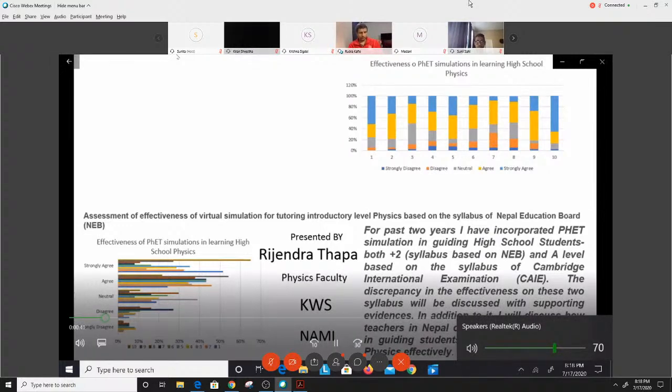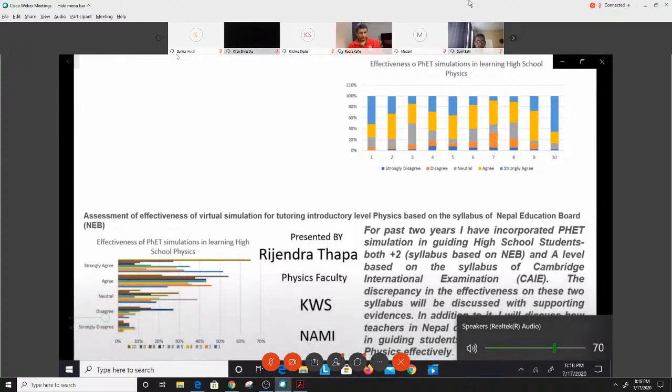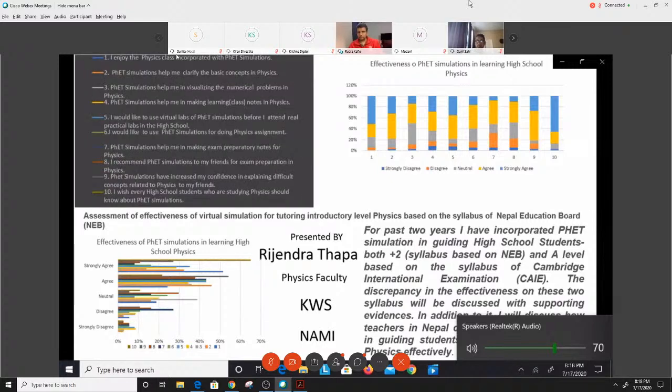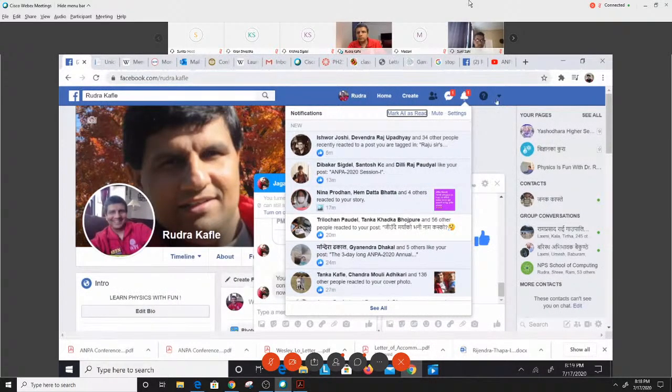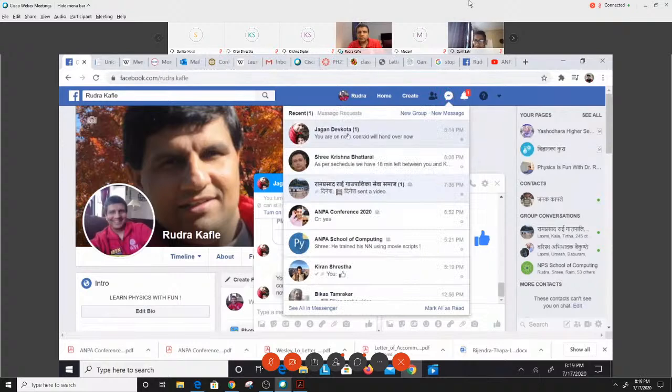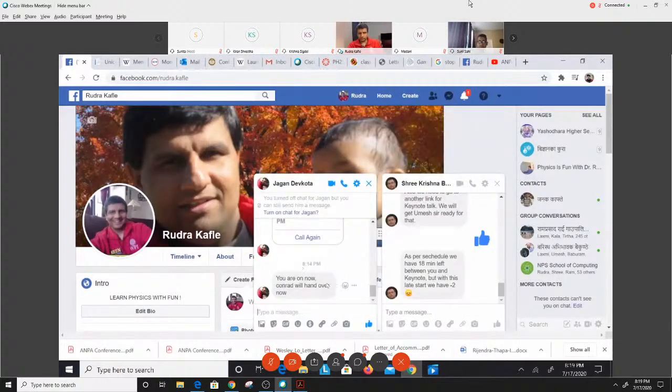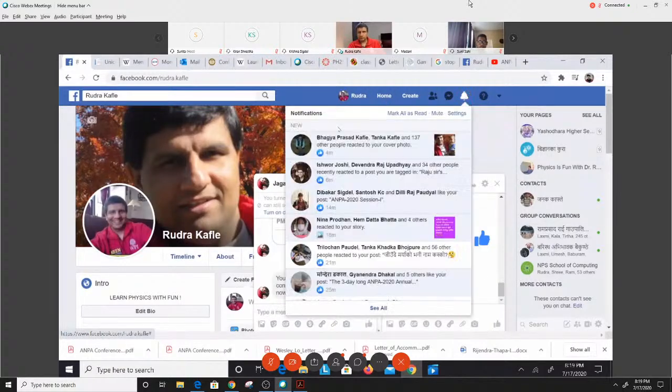Today in this talk, I will discuss the discrepancy in the effectiveness of PhET on these two syllabi with some supporting evidence. In addition to it, I'll try to cover how teachers in Nepal can use virtual simulations in guiding students to learn introductory level physics effectively. As a methodology, I developed a questionnaire which consists of 10 questions, and all these 10 questions were categorized in three categories. The first category was to find out how effective is PhET simulation for high school students in learning physics in sessions guided by a tutor, just like classroom settings.